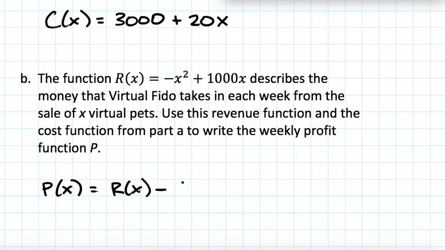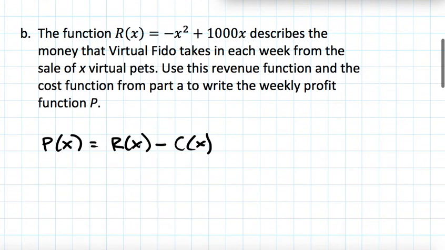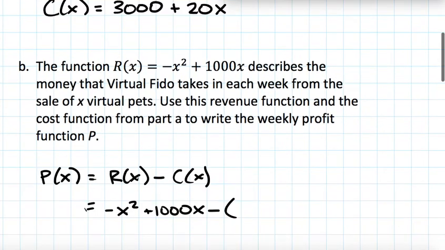minus costs. You take the money that you have coming in, you subtract the money that you're spending, and that gives you the leftover amount of money. That's your profit. So I can substitute. My revenue function is -x squared plus 1,000x minus the cost function, which I'm going to put in parentheses, which is 3,000 plus 20x.